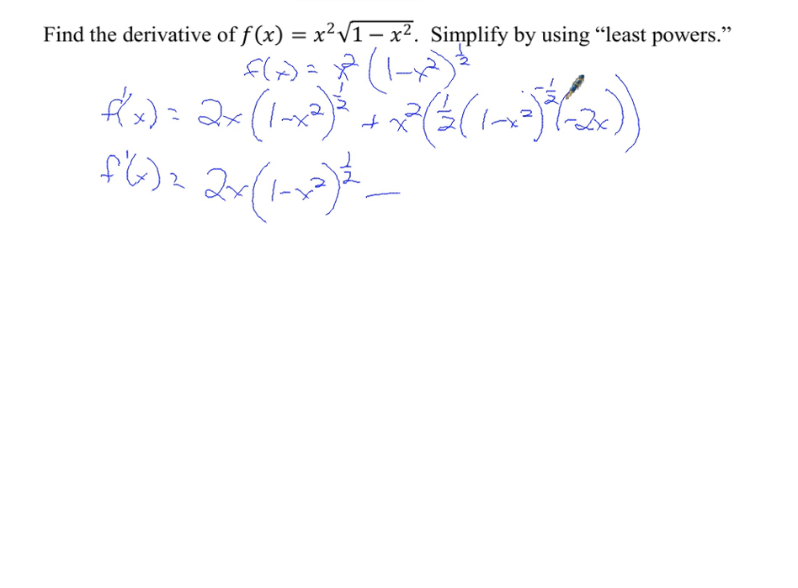the 1/2 times 2 becomes 1. The x squared times x becomes x to the third. Parentheses 1 minus x squared to the negative 1/2. Don't lose stuff along the way. All right. That's as simplified as we can get until we start factoring out least powers. So f prime of x. Take care of what's outside first. What's the least power there?